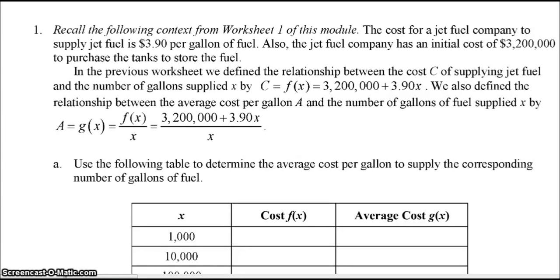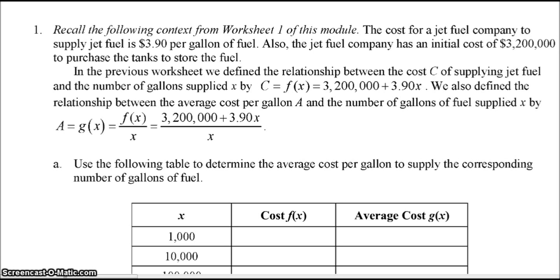This is Module 6, Investigation 2, End Behavior of Rational Functions. Recall the following context from Worksheet 1 of this module, so Investigation 1. The cost for a jet fuel company to supply jet fuel is $3.90 per gallon of fuel. Also, the jet fuel company has an initial cost of $3,200,000 to purchase the tanks to store the fuel.